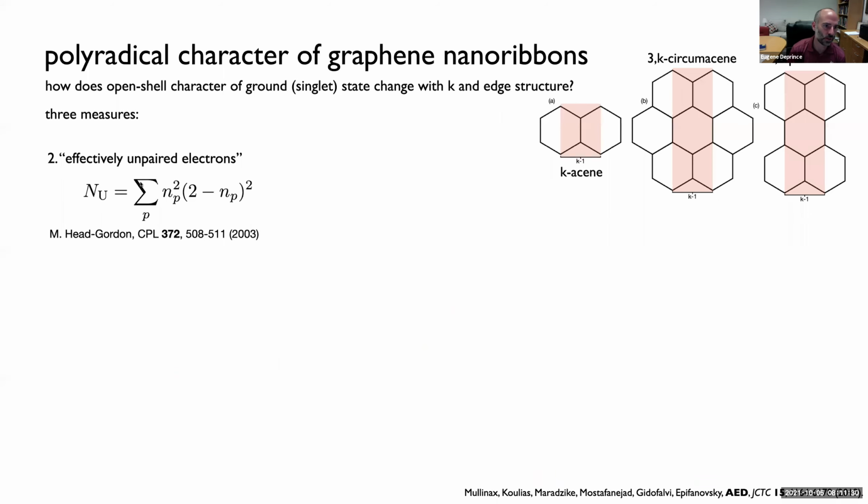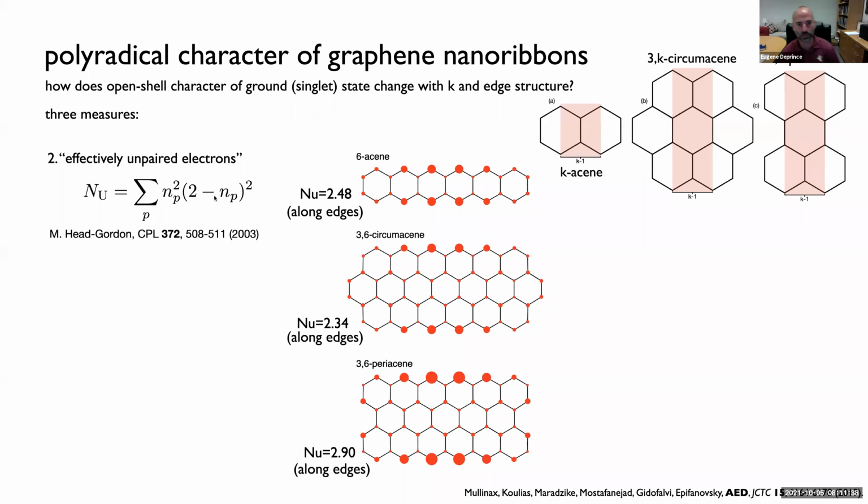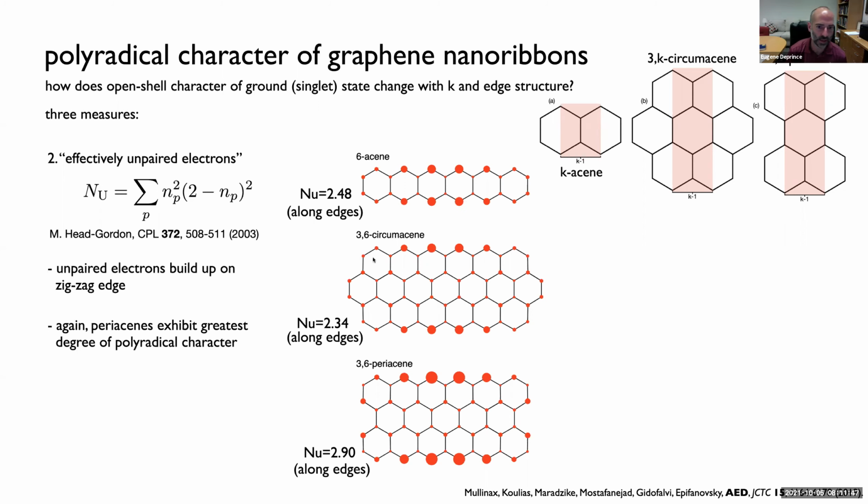We could also define something called the effectively unpaired electrons, which is just a number defined in terms of natural orbital occupation numbers. And these tell us a pretty similar story. As we go to larger members of the series, we start to build up unpaired electrons along the edges of the molecule. And if you count up the number of unpaired electrons at the edges, you find that the circumacenes and linear oligoacenes have pretty comparable numbers of unpaired electrons, whereas the periacenes have much more. So again, periacenes are displaying the greatest degree of polyradical character based on this metric as well.